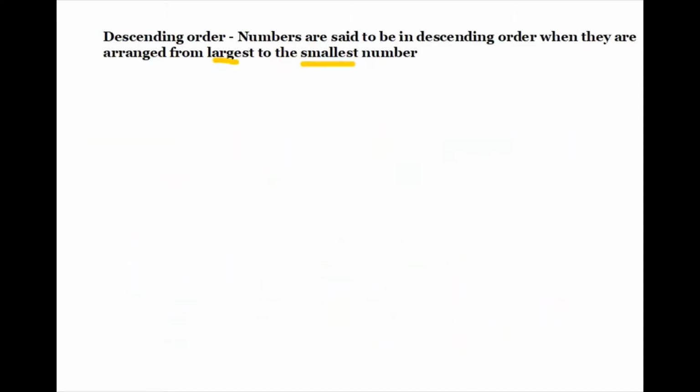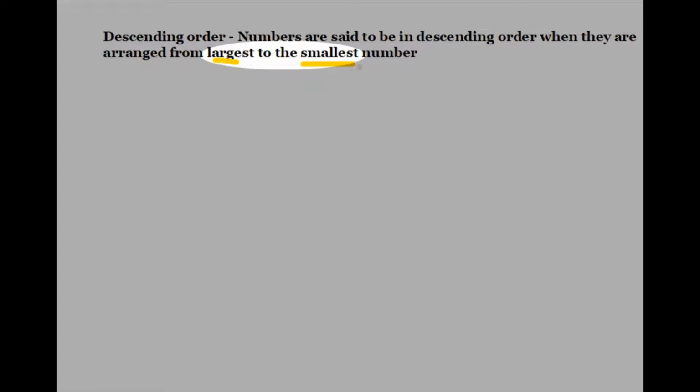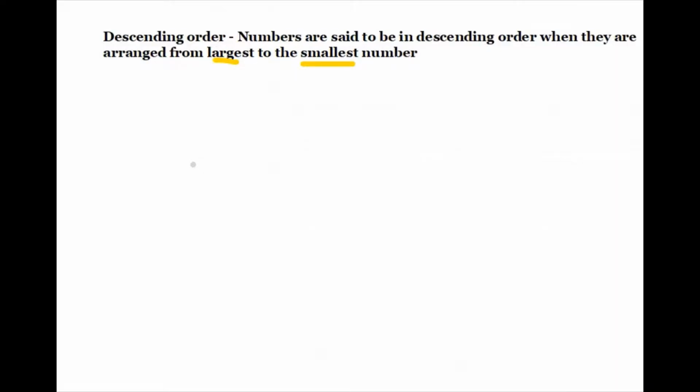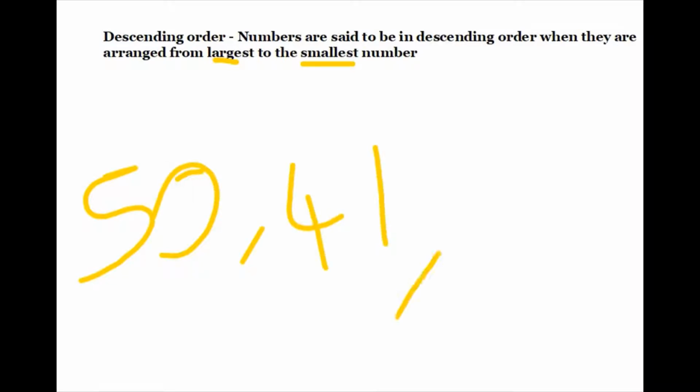Our second type of ordering is descending order. Numbers are said to be in descending order when they are arranged from largest to the smallest number. An example of this would be 50, 41, and maybe 8. We can see that the numbers are ordered from largest, which is 50, to the smallest number, which is 8. And so yes, these are the two ways we can rank numerical data.